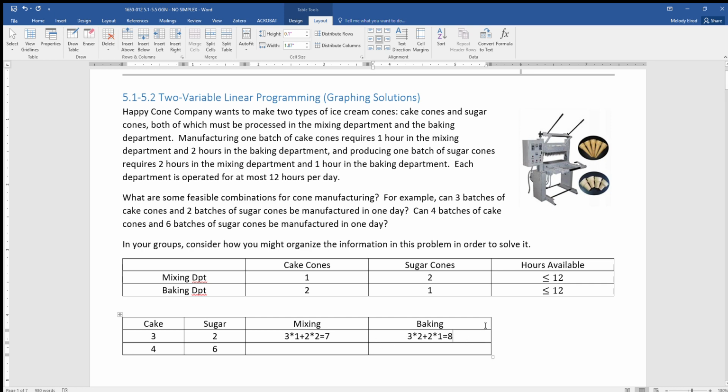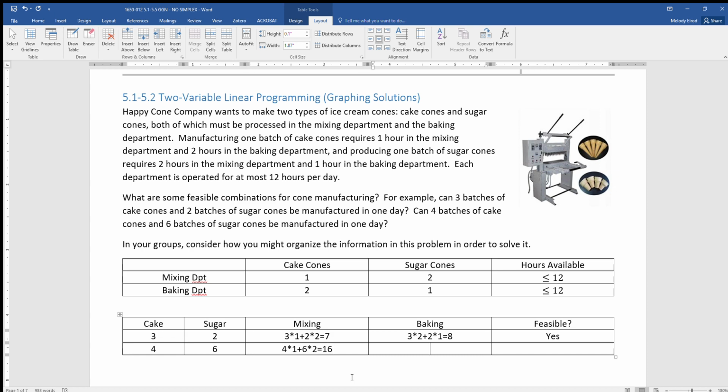So far, this works, right? Let's add a little column over here to the right. Is it feasible? In this particular case, yes, we can do that, right? Because we didn't exceed 12 hours in either one of these departments. Over here, same kind of thing happens, only now we need 4 batches times that 1, 6 batches times that 2, right? So already we're exceeding our limitations because we've got 12 plus 4, which is 16 hours, which is not going to work, right?